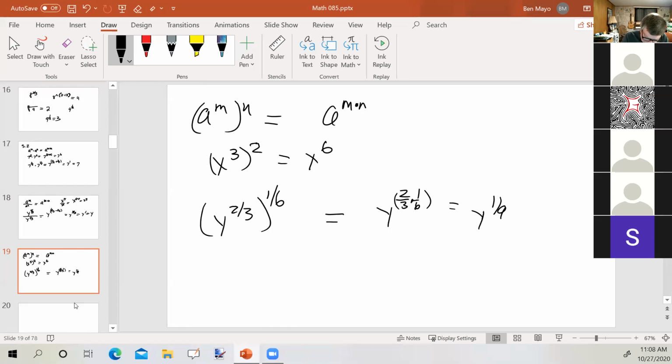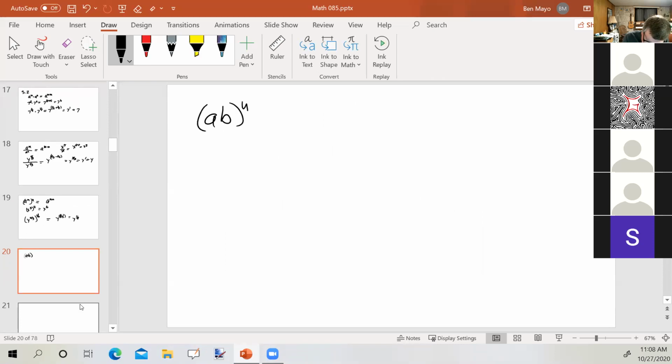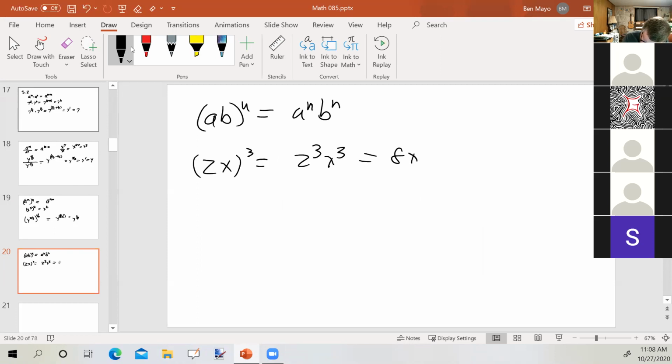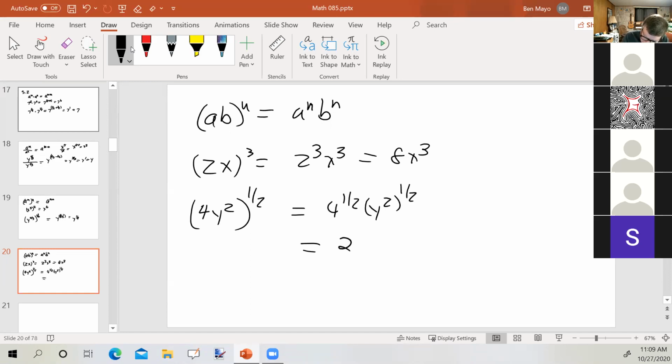If I have a product raised to a power, I attach that power to each factor inside. So for instance, if I have 2x cubed, that's 2 cubed x cubed, or 8x cubed. If I have 4y squared to the 1/2 power, that would be 4 to the 1/2 y squared to the 1/2, which would be 2y, because the square root of 4 is 2, and here we'd multiply the 2 times a half and get a 1. Y to the 1 power is the same as just y.